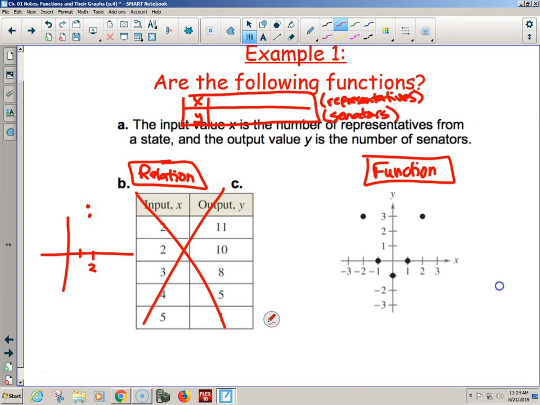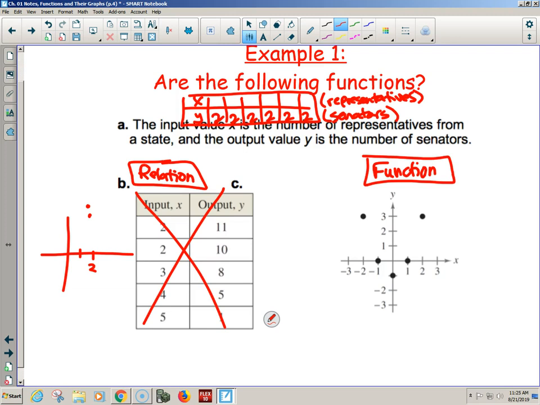Do you guys know which one stays the same always, regardless of whatever state you're talking about? Senators. Good. How many senators does every state have? 2. So regardless of how many representatives, you're going to have 2 senators, right? Why does the number of representatives change? Because some states are bigger than others. Population. Good. Are there some states that might have similar enough populations that they have the exact same number of representatives? Yes, it's possible.